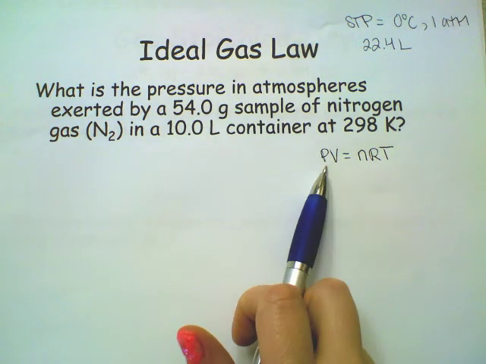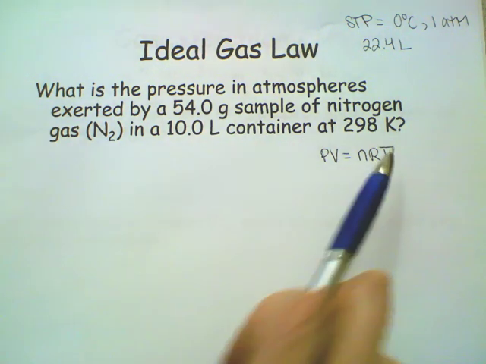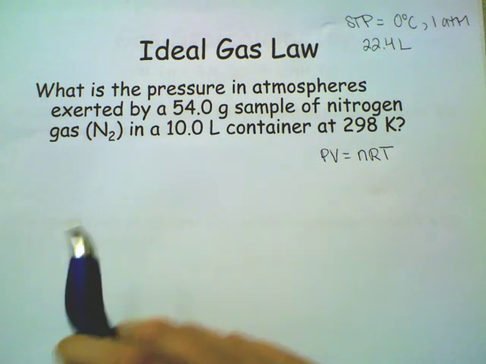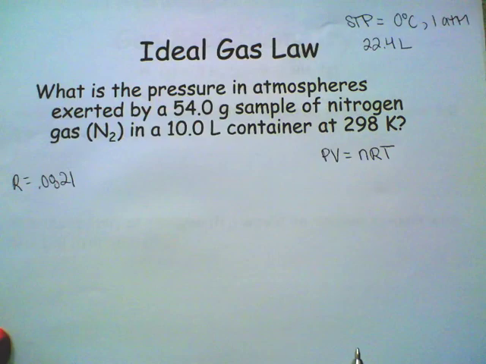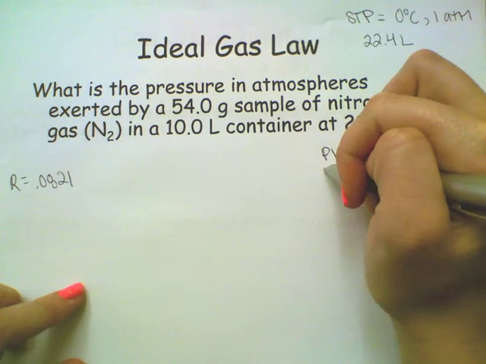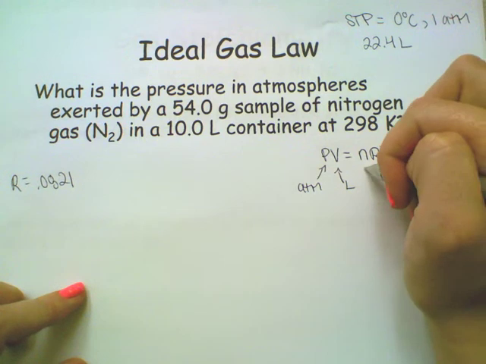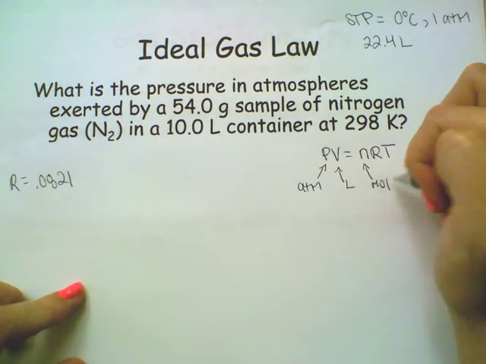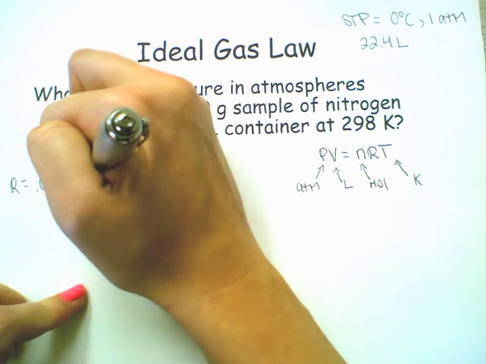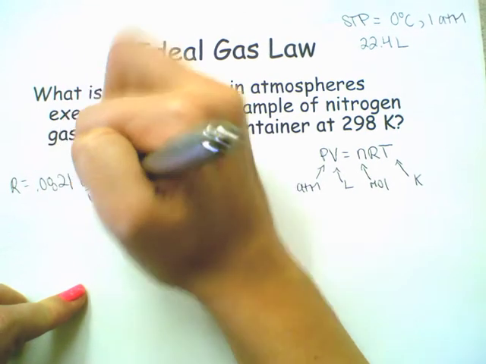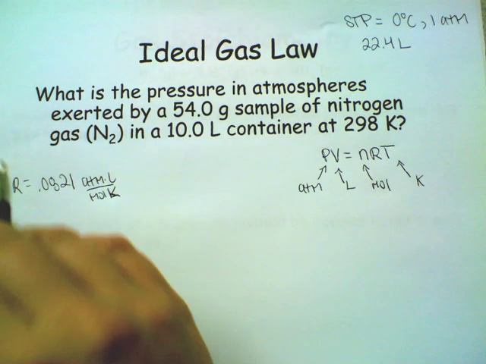Okay, so the ideal gas law equation says pressure times volume equals moles times the gas constant times temperature. So if we are using the gas constant, 0.0821, there's particular units that we need to use. Pressure will be in atmospheres. Volume will be in liters. N represents moles. And temperature is Kelvin. So the gas constant is in atmospheres, liters per mole, Kelvin.